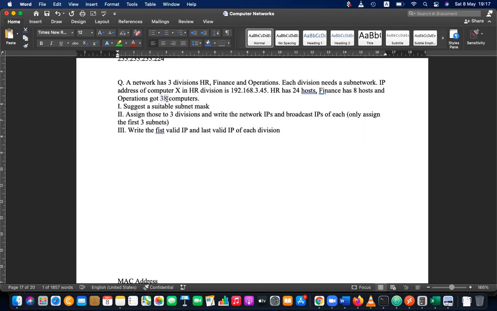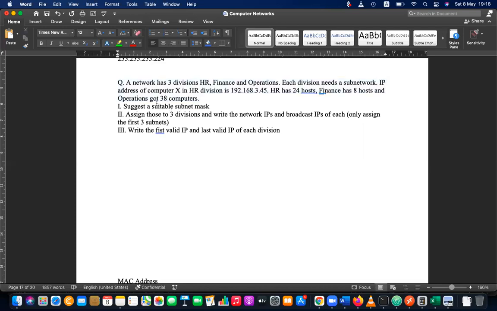If you create a network which is suitable for operations, that can be used for HR and finance both. But if you create something for HR, then finance can use it, but operations won't be able to. Because a network supporting 24 will surely support 8, but it cannot be said that it will support 38. Likewise, if you create a network suitable for finance, it may not support the other two. So therefore the decision maker is the operations division.